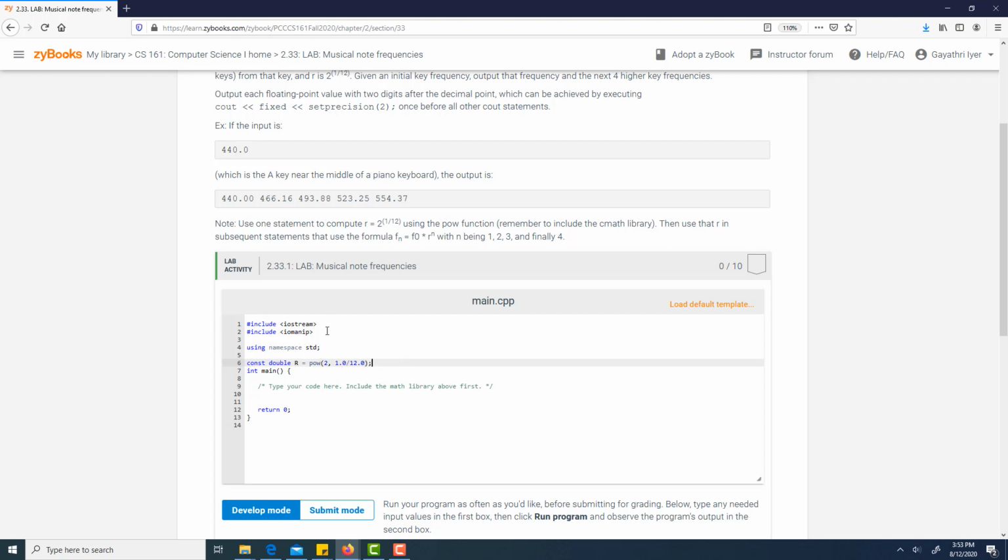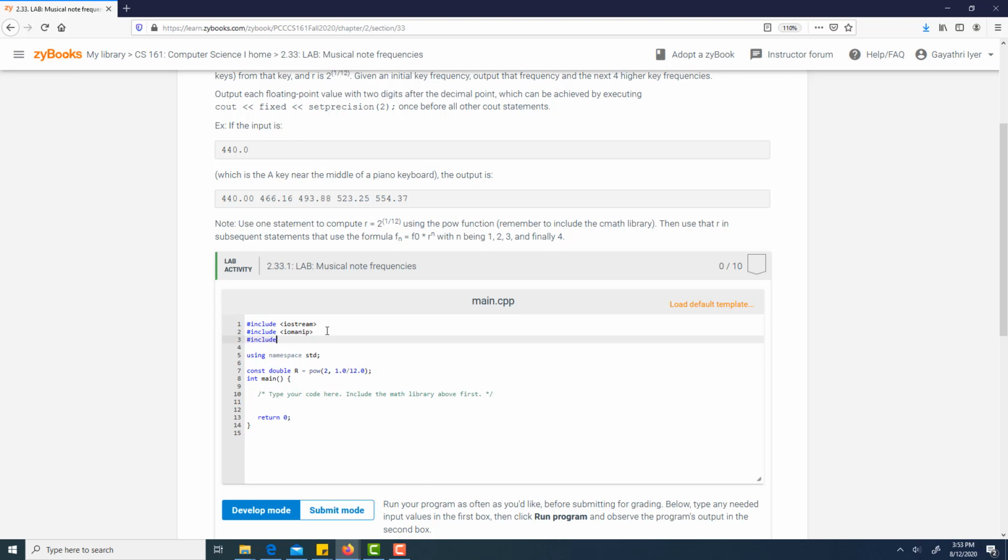Then I'm going to include cmath, because it told us to do that, so we can use the power function. So power 2 to the power of 1 over 12. And that's my R that gets calculated.